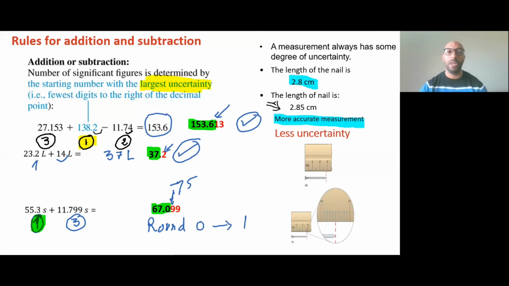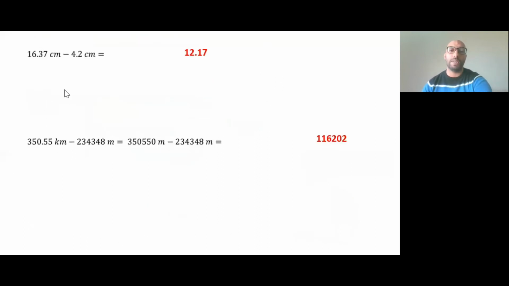So our result will be 67 point. We will choose just one digit after the point. So it will be 0.1. And don't forget the unit, it's a second. And this is our result. It's okay. Let's move to the one before the last.